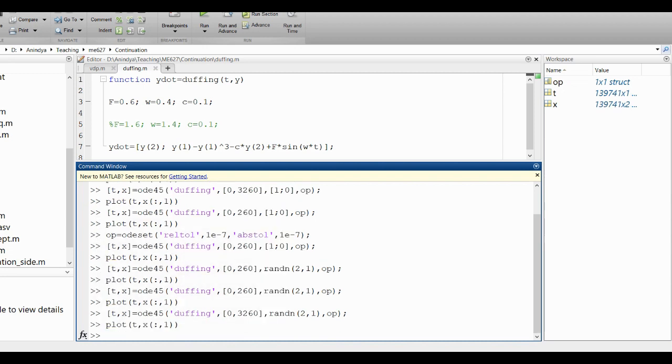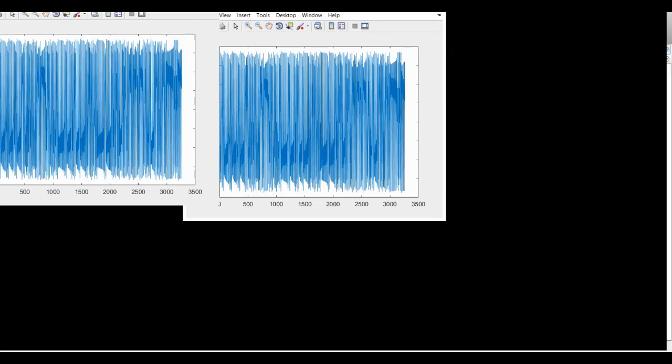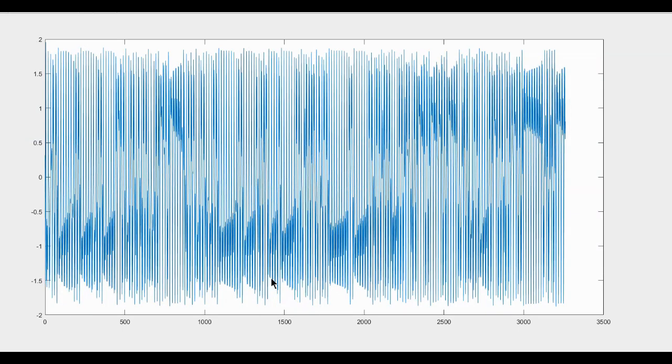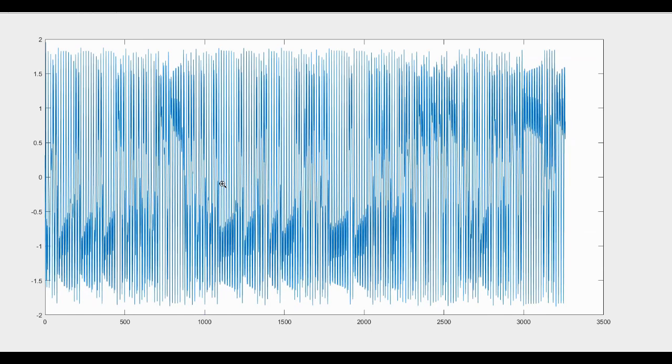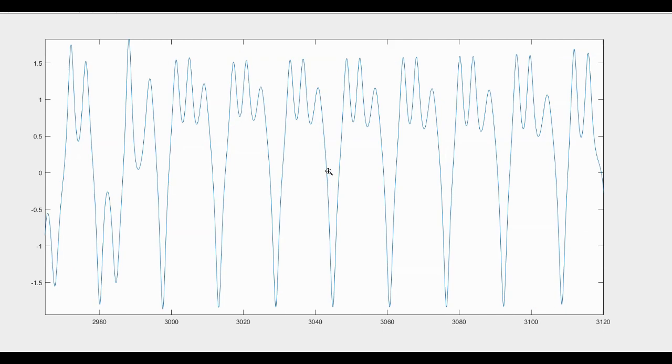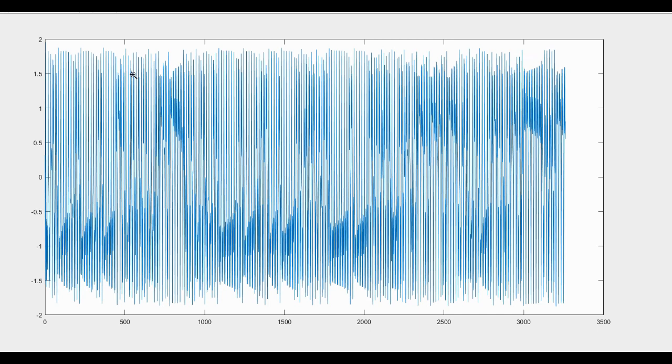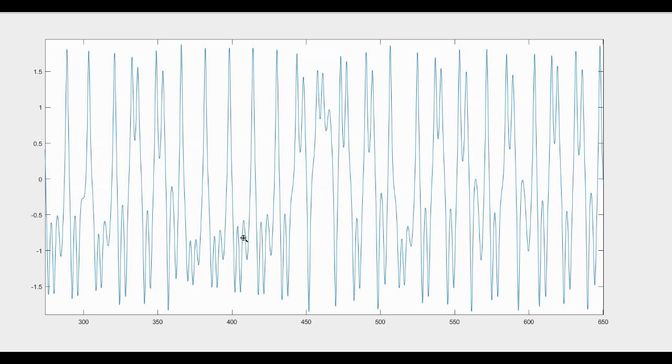Okay, so now here we are. Let me zoom in, and you will see that it has this very irregular looking behavior over here. Let me zoom into this part here, and you will see that it has a lot of time on the negative side and not so much on the positive side. But if I zoom in here, then you will see that it has a lot of time on the positive side and not on the negative side, and it is clear this is not a periodic solution. Okay, so it is an aperiodic solution. In fact, it is a chaotic solution.